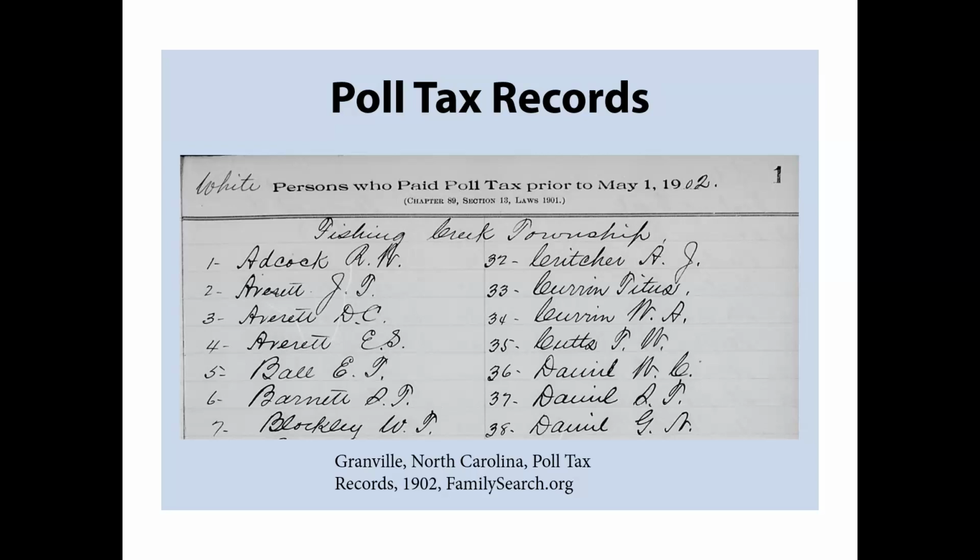These actually are poll tax records of those that had paid tax prior to May 1st, 1902 in Granville, North Carolina. And these are individuals that are all listed living in Fishing Creek Township. So oftentimes you'll find that, again, they're going to split out sometimes the sections of where someone's paying poll tax if they have a listing of all those that paid in a particular town or city.